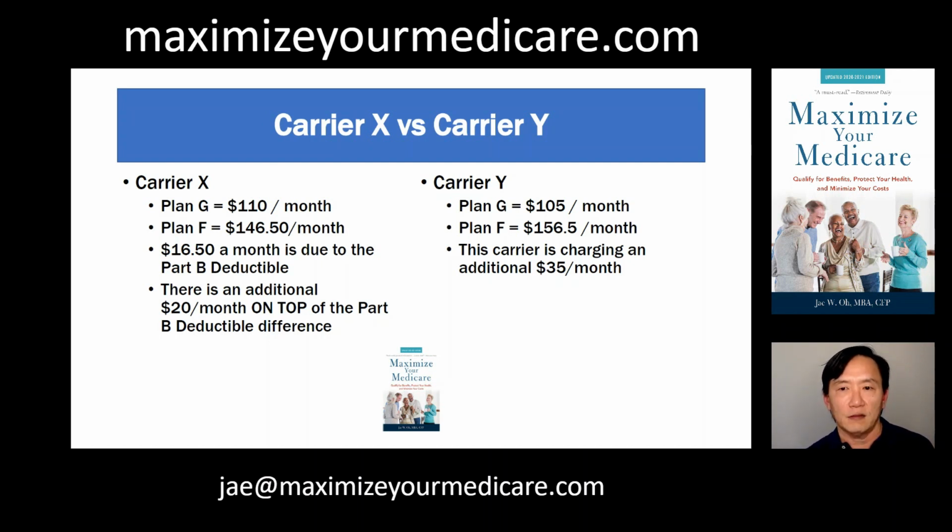$105 for Plan G, carrier Y, plus $16.50, right, is $121.50. But carrier Y is charging $156.50, which is $35 a month more. So they're charging much more for their Plan F as opposed to Plan G. And these are real numbers. Even though I created the examples, these are market-related numbers that exist in many, many areas of the country.